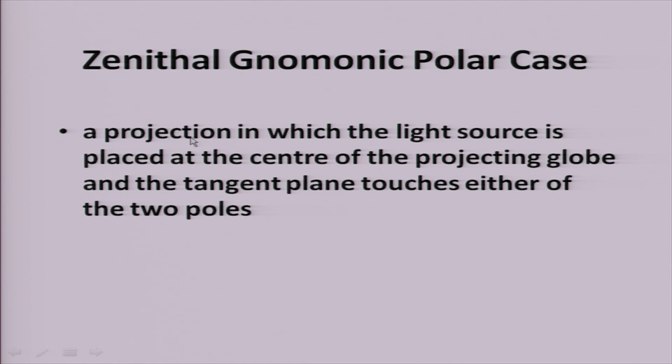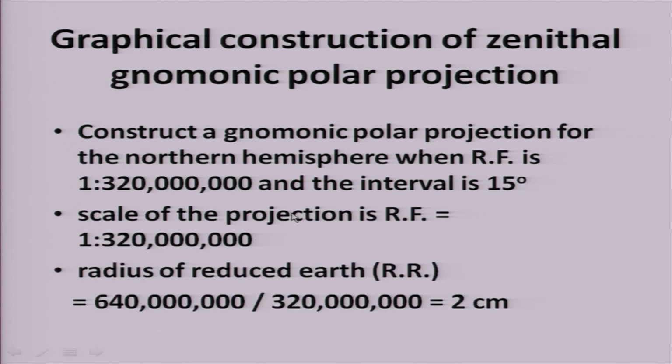Now the type which I am going to deal with in this session is zenithal gnomonic polar case. We can define this as follows: it is a zenithal projection; gnomonic, because the light is kept in the center of the globe; and it is the polar case because the paper or the tangent plane is touching either of the two poles, either the North Pole or the South Pole.